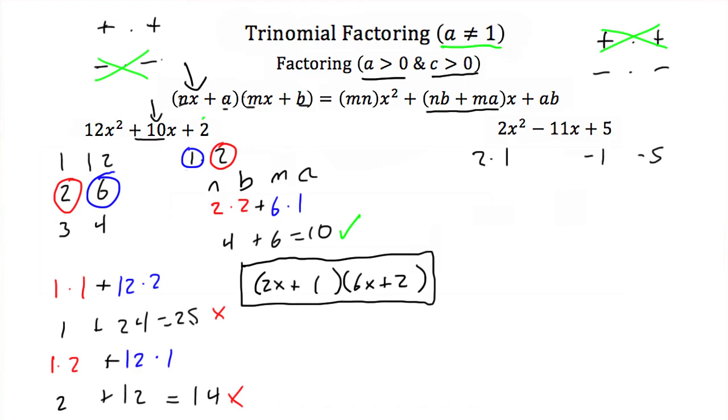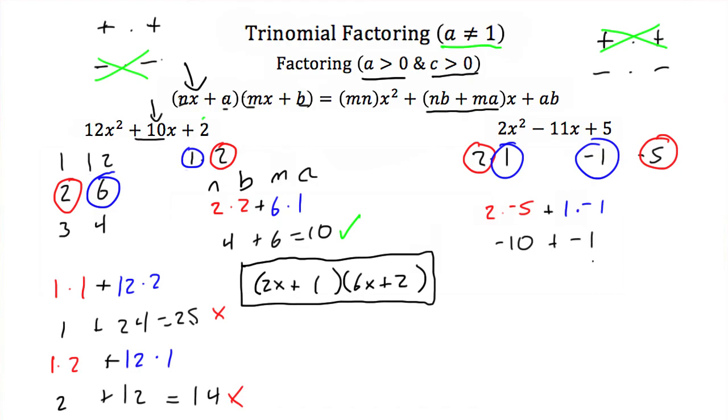Well, that's pretty easy. I'm going to use 2 and negative 5, and I'm going to add that to 1 and negative 1. If we do that, we'll have 2 times negative 5 plus 1 times negative 1. Well, 2 times negative 5 is negative 10, and we add that to 1 times negative 1, which is negative 1. That's equal to negative 11, which is exactly what I was looking for. So that means from this form that our 2 is n, our b is negative 5, our m is 1, and our a is negative 1.